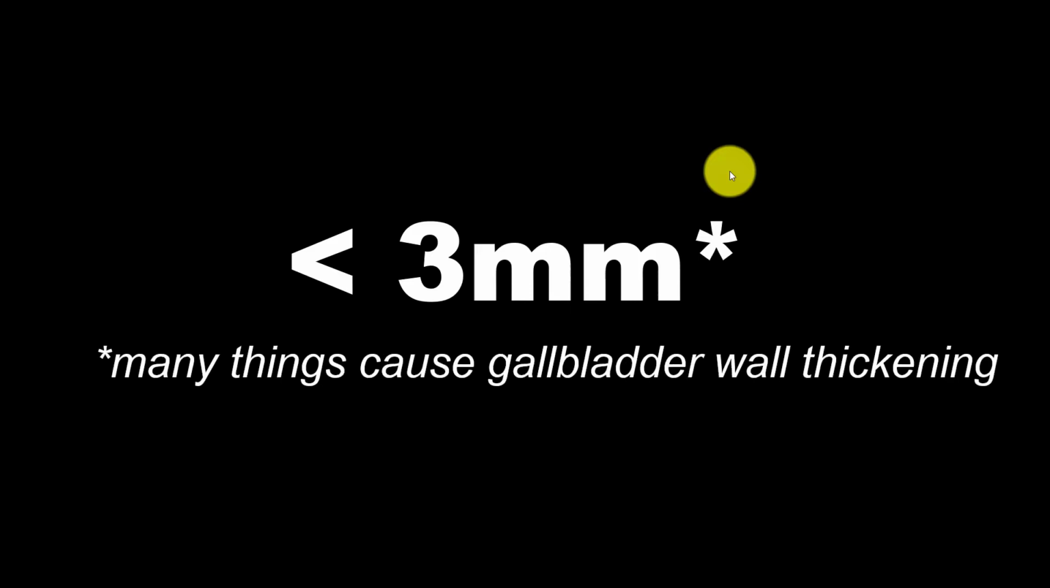The cutoff that I like to use is about 3 millimeters, and anything less than 3 millimeters, or 0.3 centimeters, is normal. The way I remember that is that there's 3 L's in the word gallbladder, so 3 millimeters is my cutoff. Take this with a grain of salt because many different things can actually cause gallbladder wall thickening.